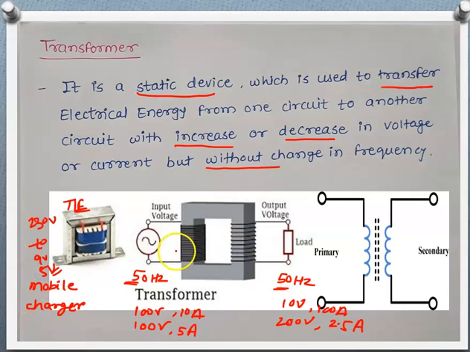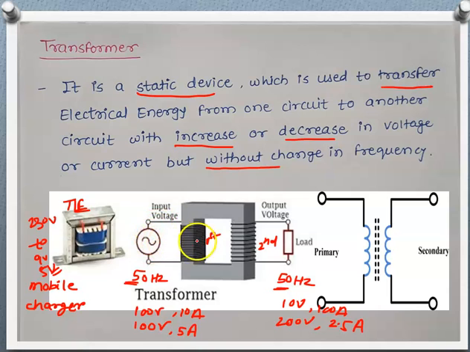Okay, this is a symbolic representation of a transformer where here one winding is there, here we have second winding, and this material is called as core, which is made up of either iron or steel, on which these two windings are wound.